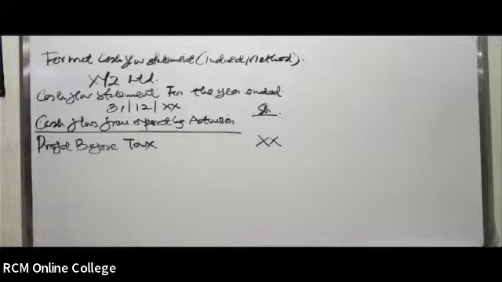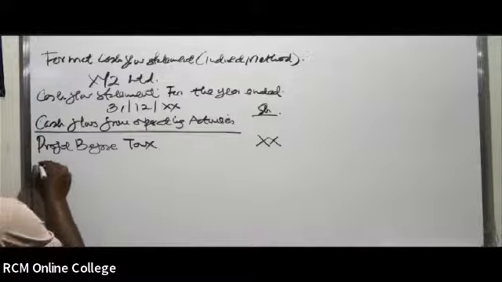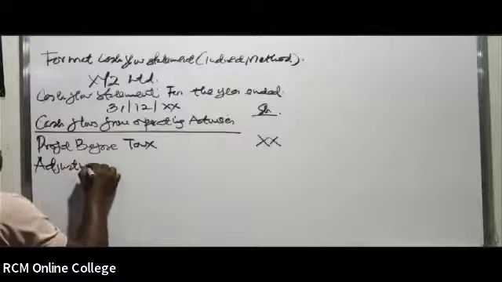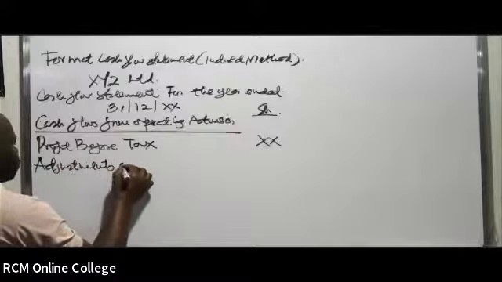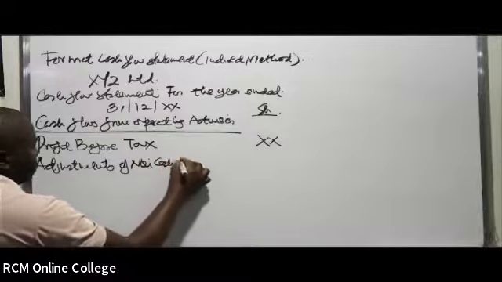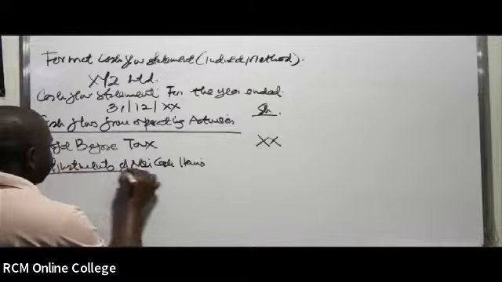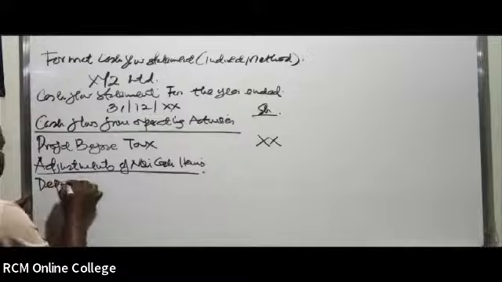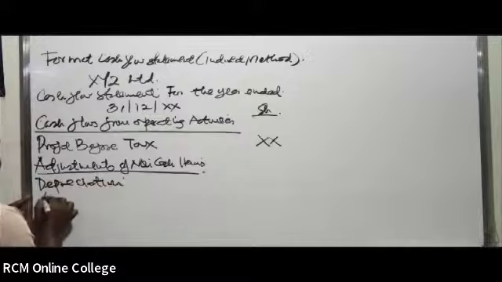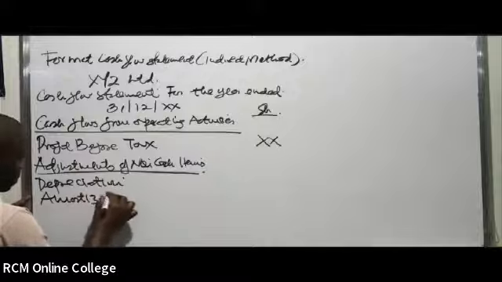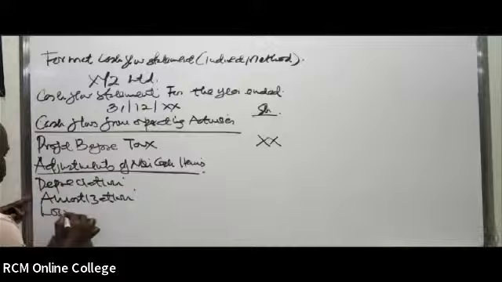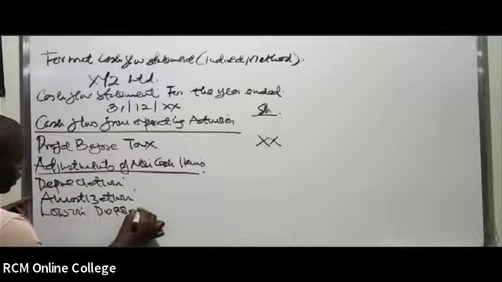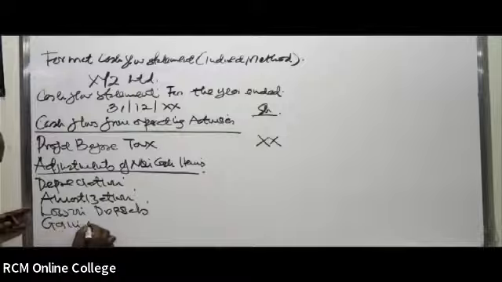On the profit before tax, you adjust with what we call the non-cash items. Under the non-cash items, you'll put, for example, depreciation, amortization, loss on disposal, and gain on disposal.